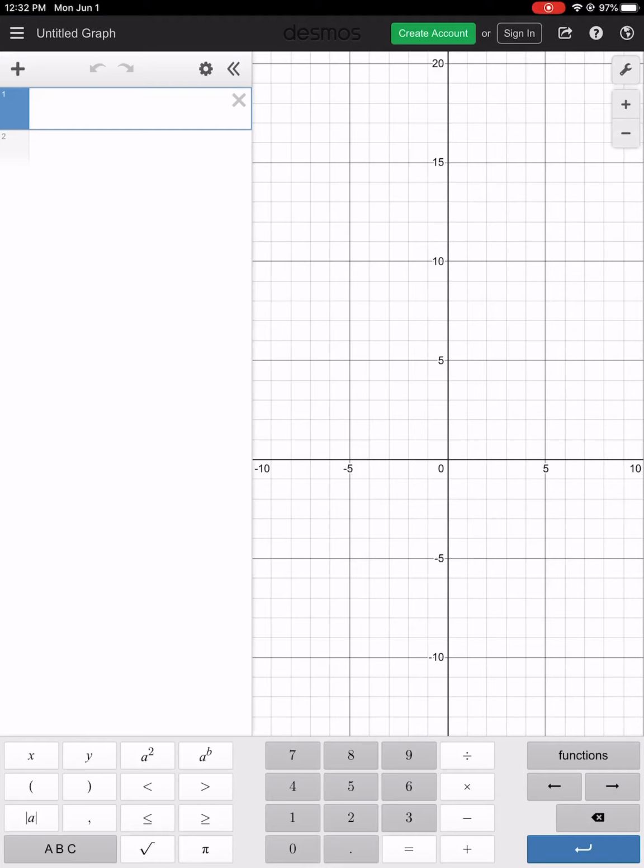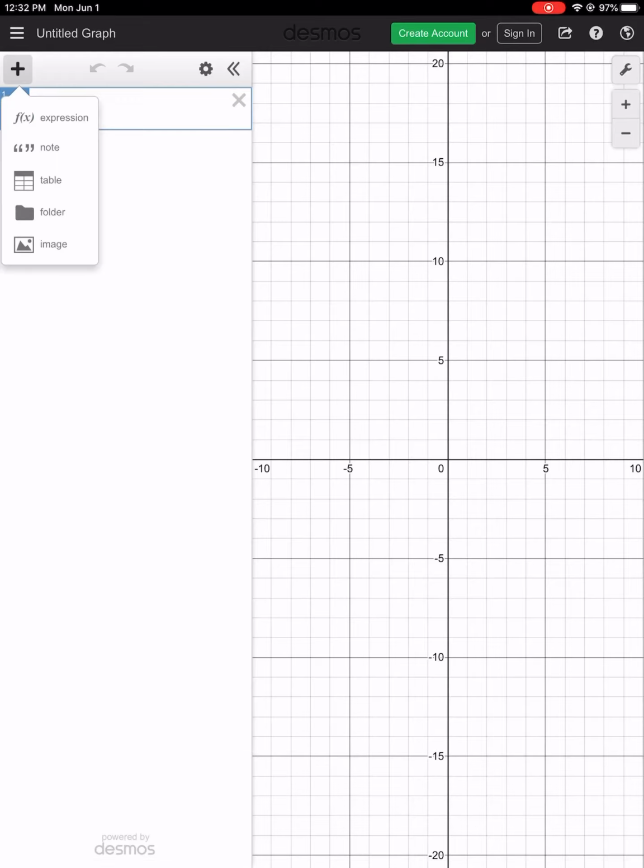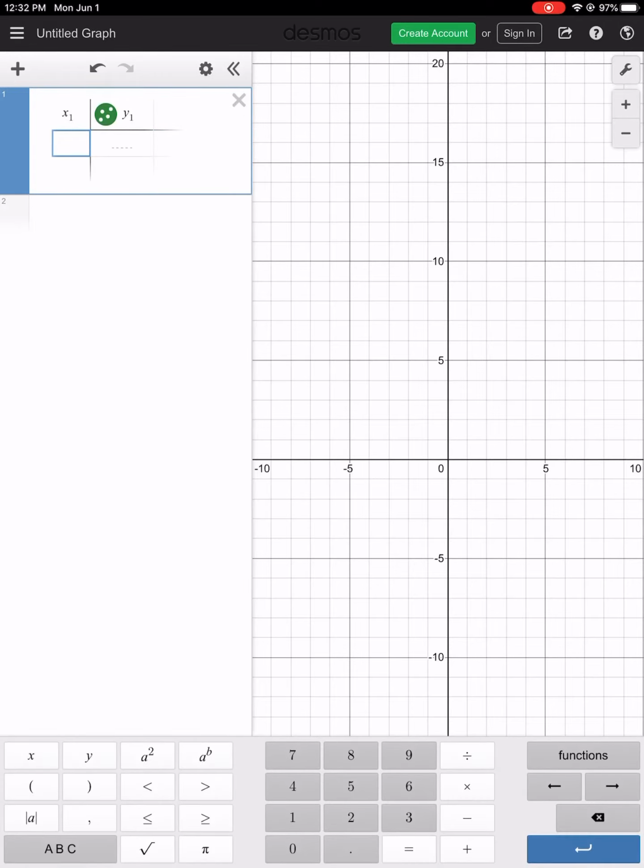This is the second video of Unit 6.1, investigating scatterplots, and I have Desmos open. The first thing we want to do is input the data. When we input the data, you want to hit the plus sign in the corner where you would normally put your equations, and then choose the table icon.